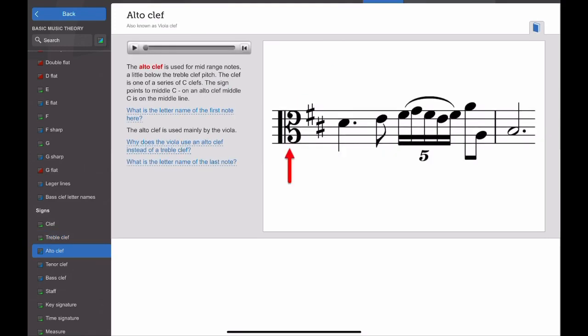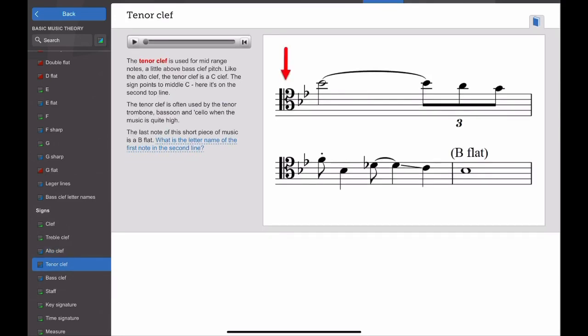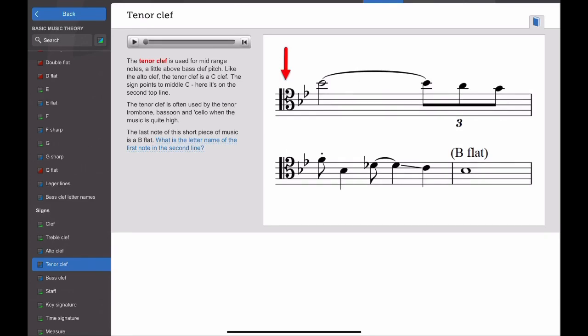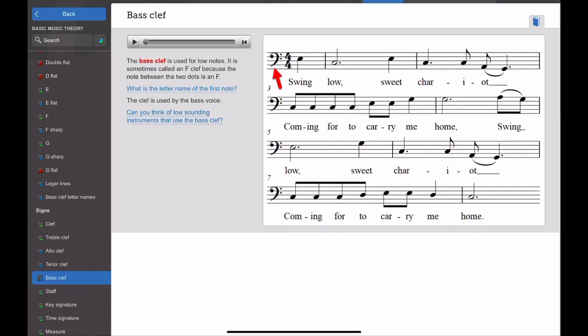When we go to the alto clef, the alto clef shows you where the note C is. Okay? And there is the tenor clef. See, it looks a little bit different than the alto clef. It's a line higher. See, the alto clef is on the third line, and the tenor clef is on the second line from the top, or the fourth line from the bottom. And there we have the bass clef.